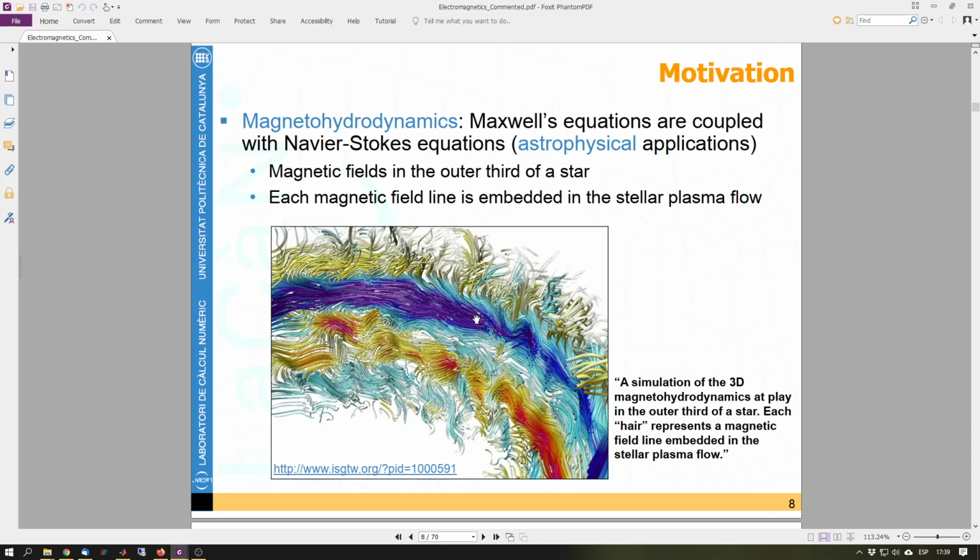Okay, this happens when rays are being sent next to a star. So this is a simulation where we can see the flow. This is the magnetic field, how it is visualized in this case. This is the objective in many applications in astrophysics.